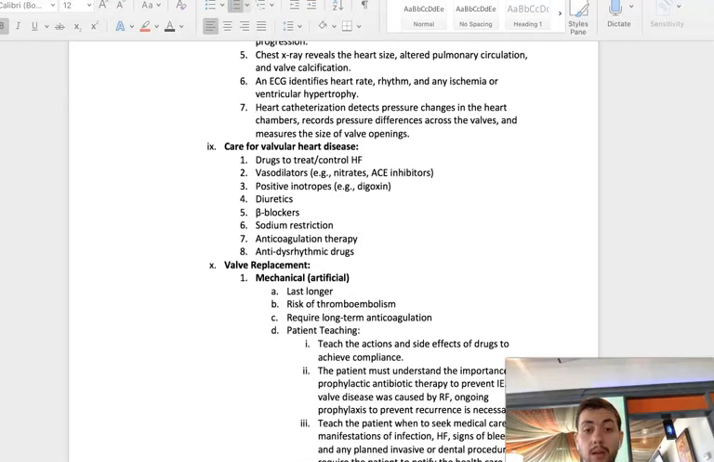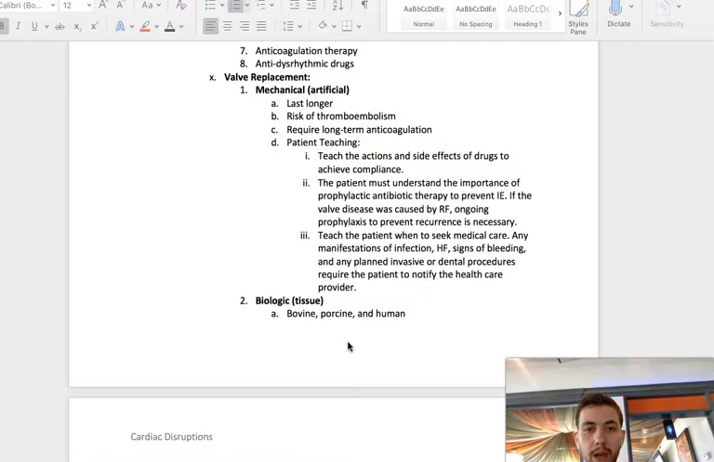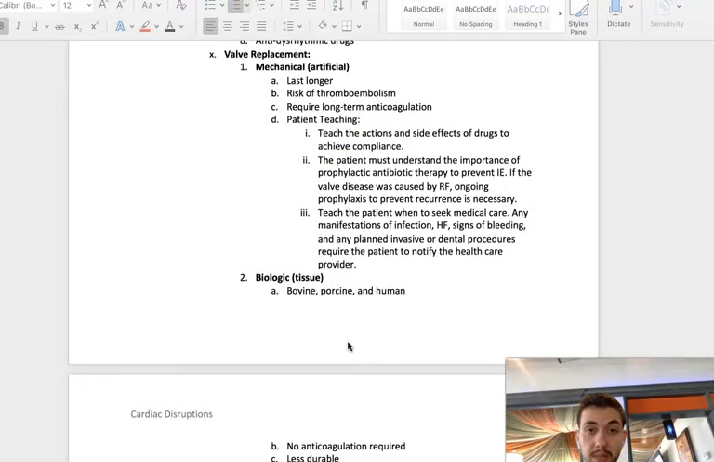and anticoagulant therapy. When it comes to valve replacement, some people get a mechanical valve, which is artificial, or a biologic one, like tissue from a real human. The mechanical will last longer, but it puts you at risk for thromboembolisms, and you're going to be required to take a long-term anticoagulant, which is always a question on the test.